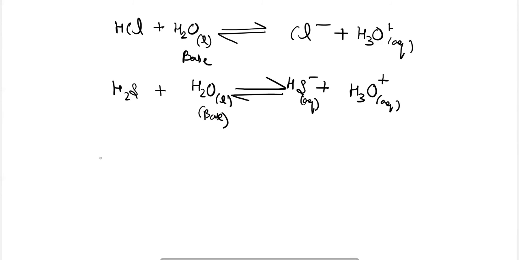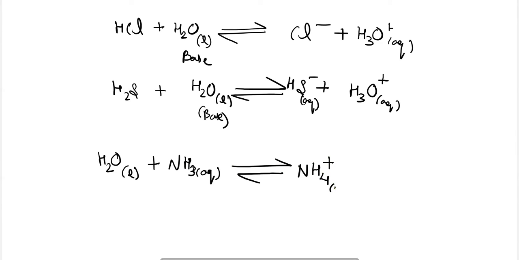And for seeing the acidic behavior, when water is reacted with ammonia gas in aqueous solution, NH4+ and OH minus aqueous will be formed. So here we see that the water is behaving as an acid. Next is the oxidizing and reducing nature of water.